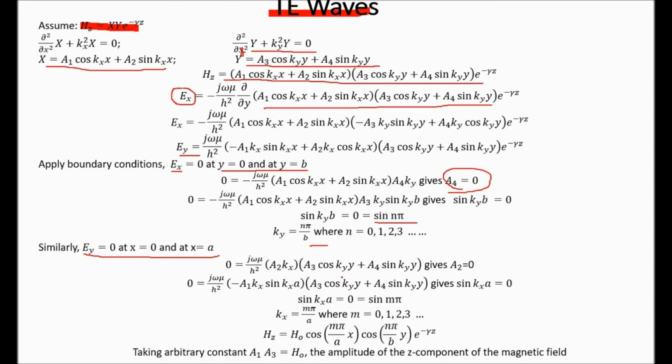Similarly, if we put the boundary conditions x equal to 0 and x equal to a, we will find A2 equal to 0 and kx equal to mπ over a. Therefore, the final solution will be Hz equal to H0 cos(mπx/a) cos(nπy/b) e^(γz). Here H0 is nothing but the product of A1 and A3, the arbitrary variables that we obtained before. So we can assume that the product of A1 and A3 is equal to the magnitude of the magnetic field.